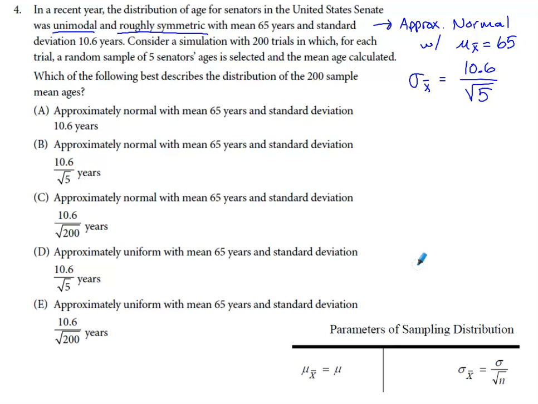So the standard deviation of that sampling distribution that's being constructed is not going to depend on how many trials were used to begin to construct that sampling distribution. It's going to depend on the sample size that occurred within each of those 200 trials. So the standard deviation of the sampling distribution is going to be the standard deviation of the population divided by the square root of the sample size, which is why we are going with option B.